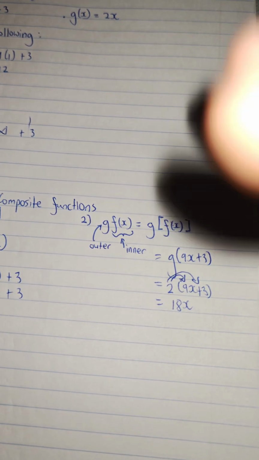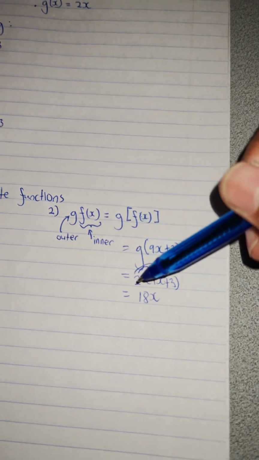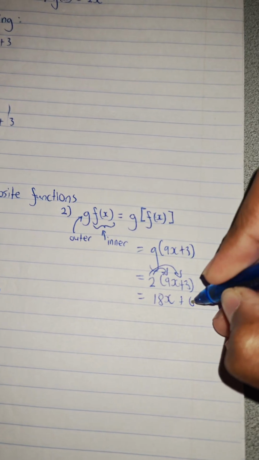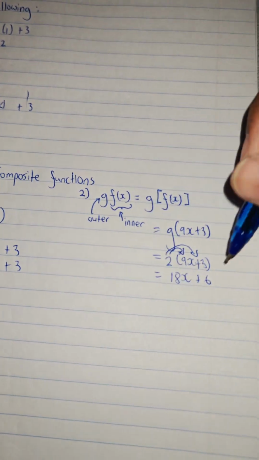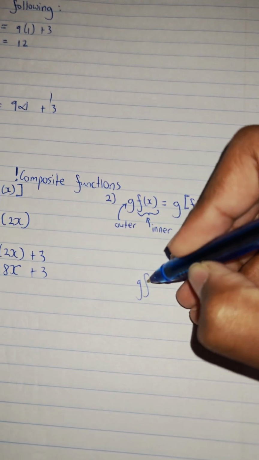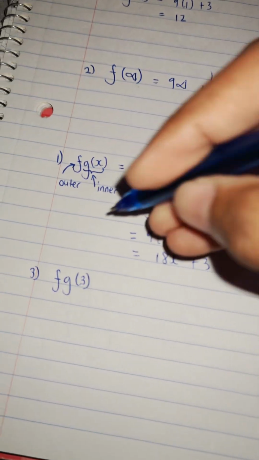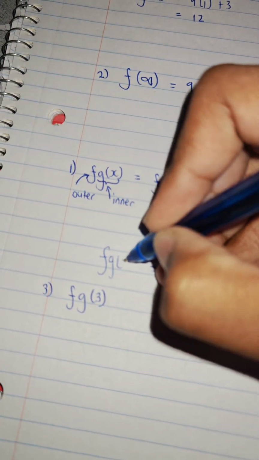18x's. And then you have 2 by 3. 2 by 3 is 6. So that's your answer for gf of x. Right? 18x plus 6. So gf of x is equal to this. And, well, this is what fg of x was.